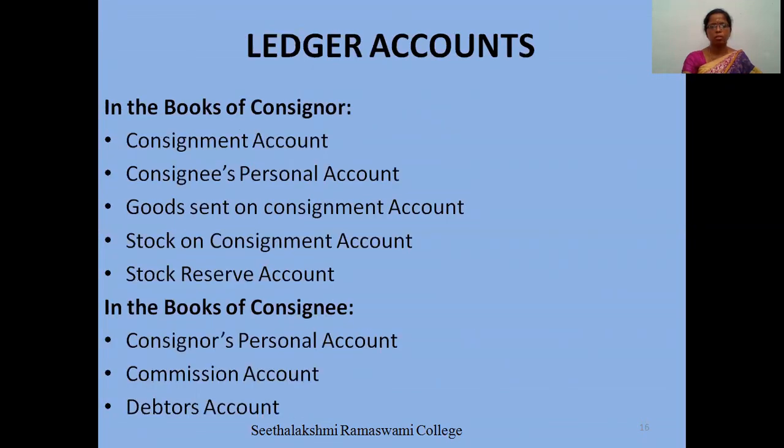Under the consignment account, we are going to prepare two types of books: the books of consignor and the books of consignee, along with the ledger accounts. In the books of consignor, we are going to prepare the following ledger accounts: consignment account, consignee's parcel account, goods sent on consignment account, stock on consignment account, and stock reserve account. Under the books of consignee, we are going to prepare the following ledger accounts: consignor's parcel account, commission account, and debtors account.